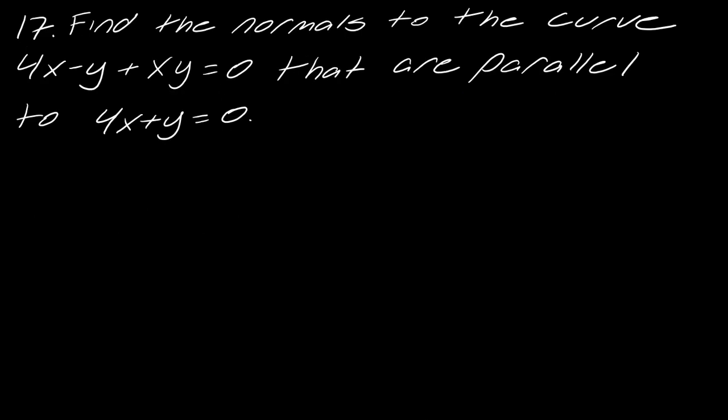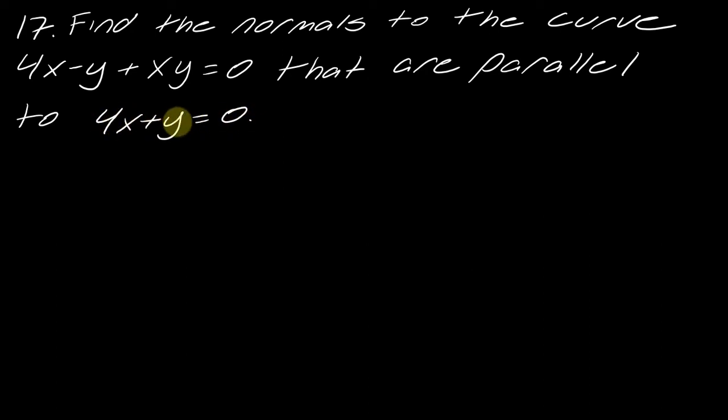Okay, so this problem: find the normals to the curve 4x minus y plus xy equals 0 that are parallel to 4x plus y equals 0. This is a pretty tough problem, I think. So this is going to take us a few minutes to solve. So first of all, we're being asked to find normals to this curve. So we need to implicitly differentiate this, but we need those normals to be parallel to this line here.